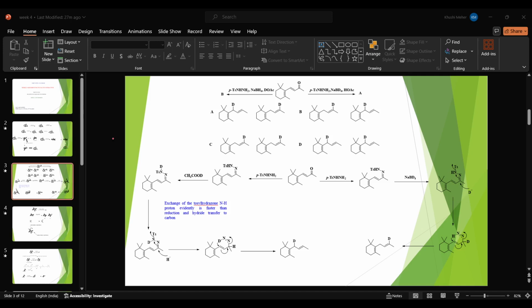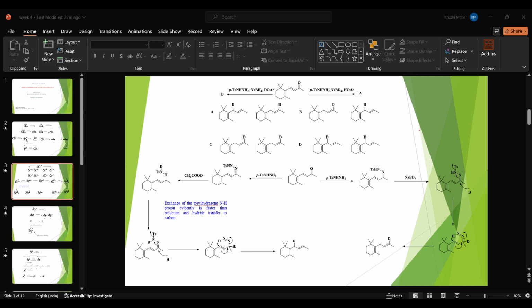I'll tell you what will happen, and I will also explain why we get that particular deuterated product instead of the others. From the mechanism only can we say that. We can't just memorize how it will be; for understanding, we should know how it forms.